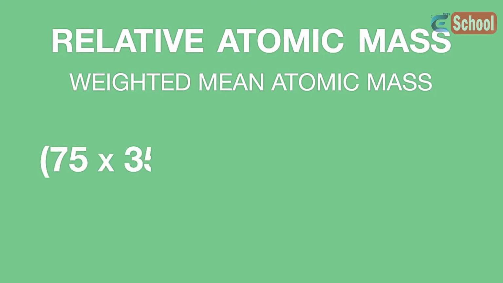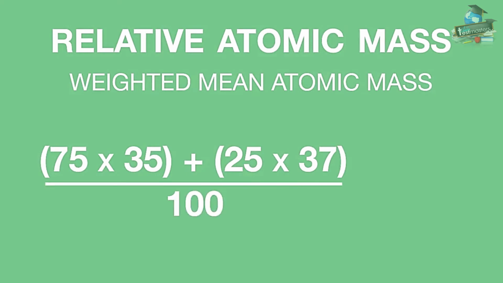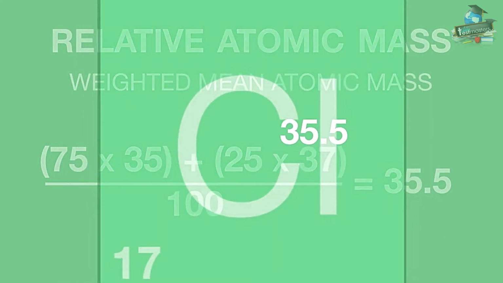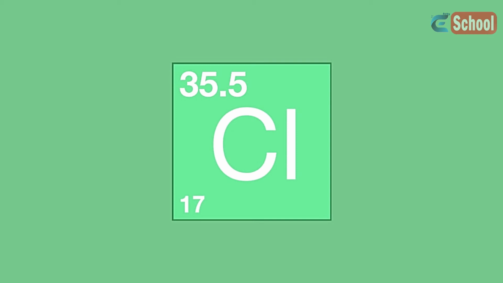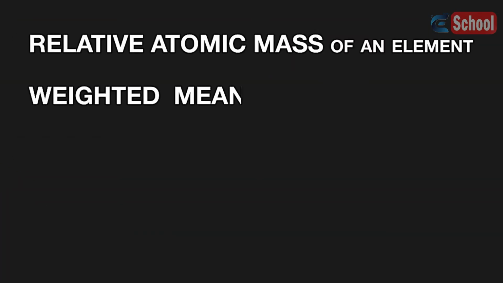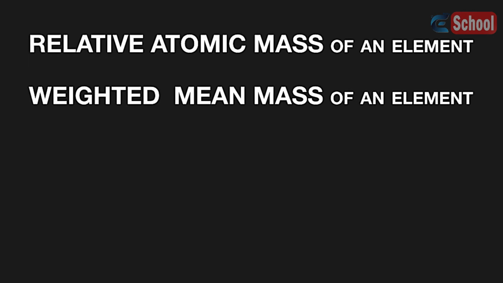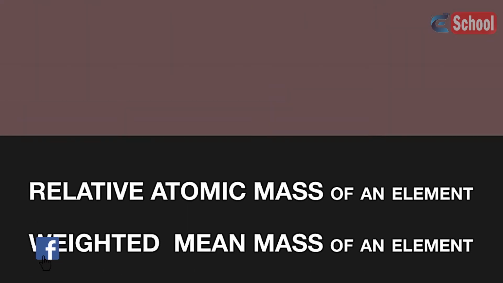75 times 35 plus 25 times 37, all divided by 100, equals 35.5. And this explains why chlorine is listed as having a relative atomic mass of 35.5 in the periodic table. The relative atomic mass of an element is the weighted mean mass of an element, and it is written in atomic mass units.